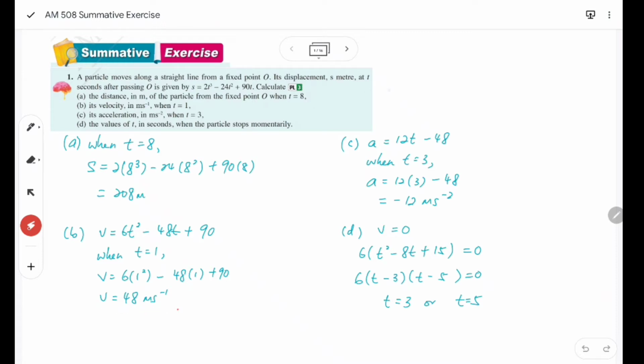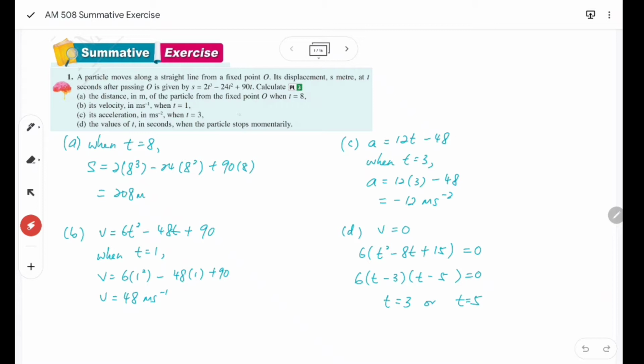C. Acceleration when t equals to 3. So again, we need to get the acceleration function from differentiation of the velocity function. So we get 12t minus 48 for the acceleration function. When t equals to 3, the acceleration equals to 12 times 3 minus 48, and we get negative 12 meter per second square. D. The value of t in seconds when the particle stops momentarily.